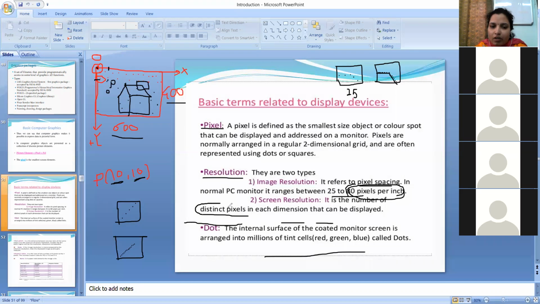Distinct means all pixels are separate from each other. So such distinct pixels give you the screen resolution. So what is the screen resolution here? There are 600 pixels horizontally and 400 pixels vertically. So the total resolution of the screen will be 600 by 400. That becomes your screen resolution. Getting it now?